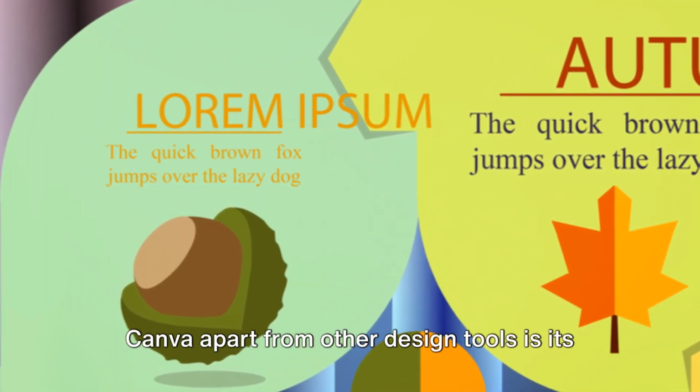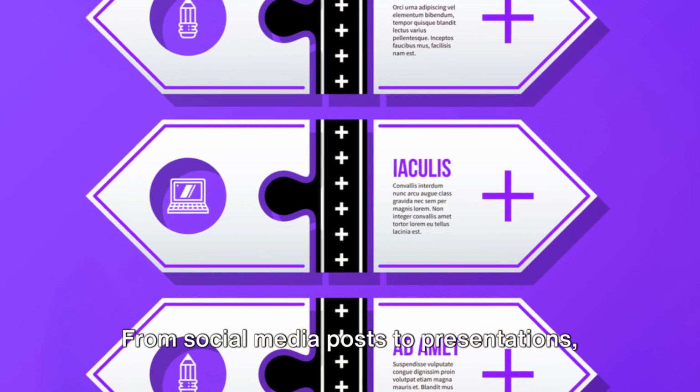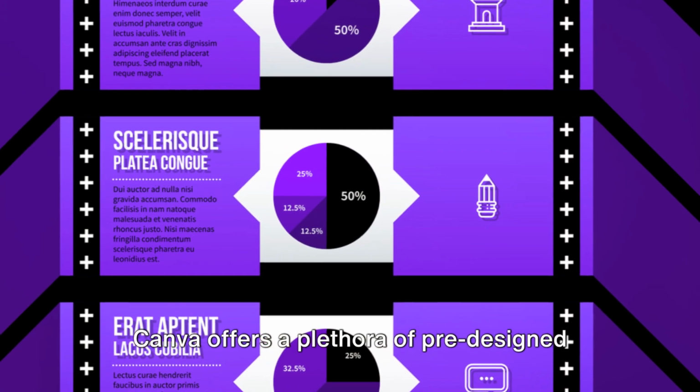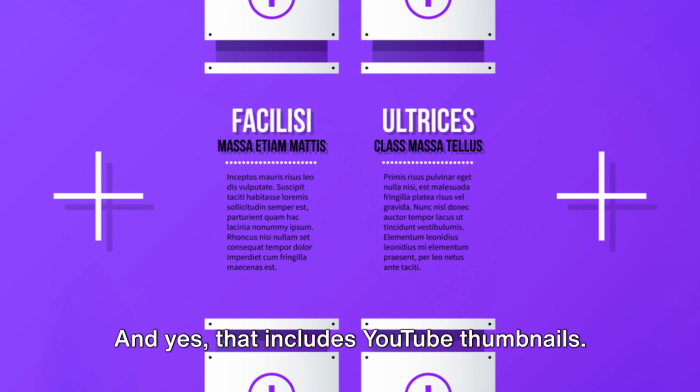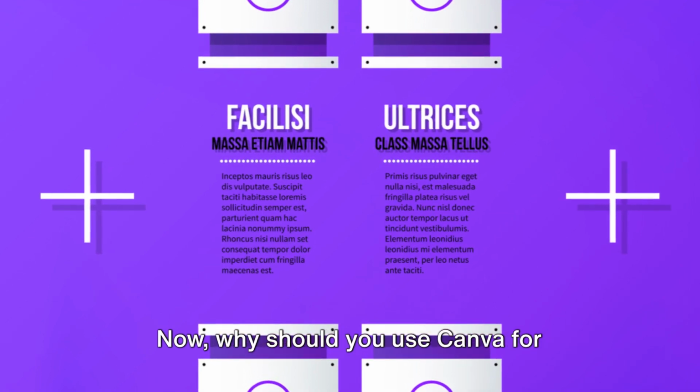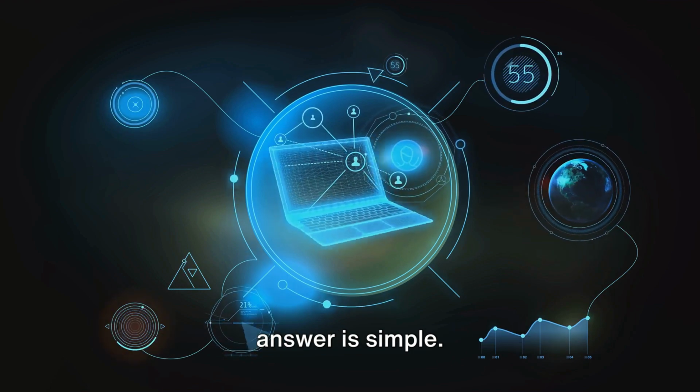But what sets Canva apart from other design tools is its vast library of templates. From social media posts to presentations, Canva offers a plethora of pre-designed templates that you can customize to your liking. And yes, that includes YouTube thumbnails. Now, why should you use Canva for creating YouTube thumbnails? Well, the answer is simple.